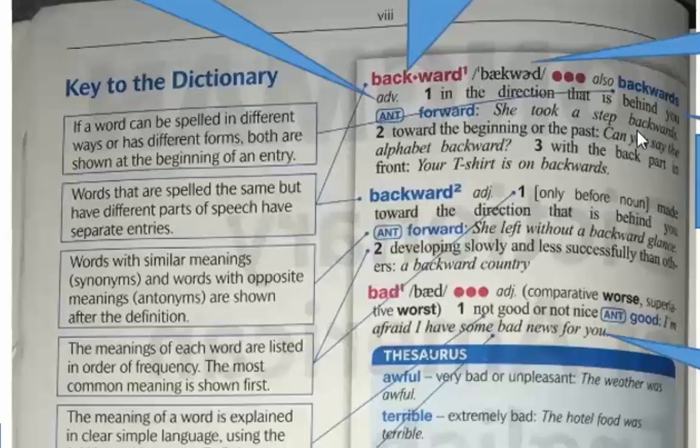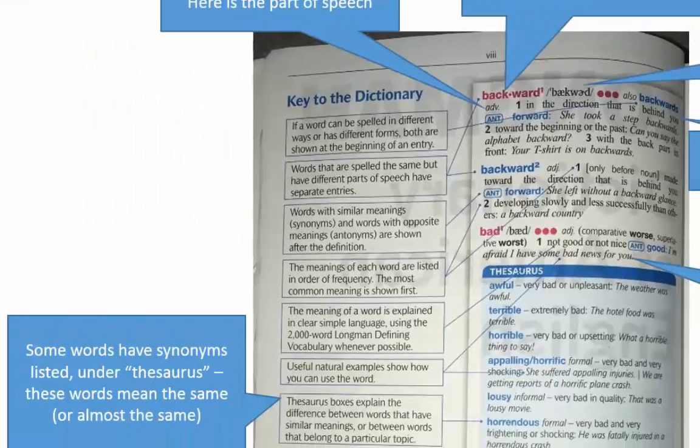Don't copy those sentences into your writing assignment or something like that. But you can read those and it'll help you understand the meaning of those words. For some words, there are some synonyms listed, and sometimes even antonyms. So under backward, you'll see ANT, that means antonym, and then you'll see the word forward. So that's the opposite. And then where it says thesaurus, you'll see some synonyms.